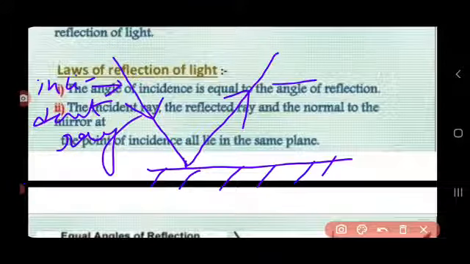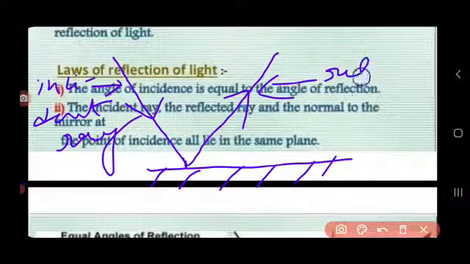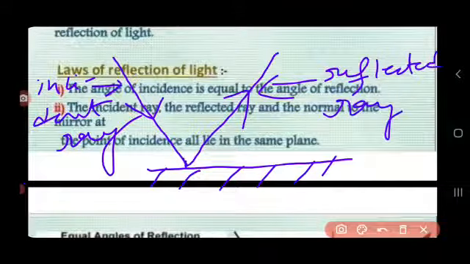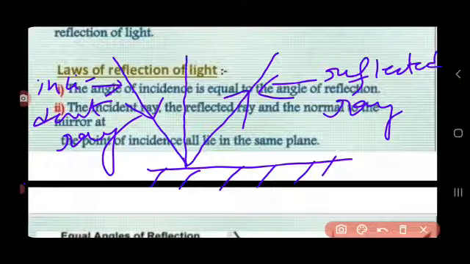So first law, incident ray, reflected ray and normal, all three lie on the same plane. And second law, angle of incidence must be equal to the angle of reflection.